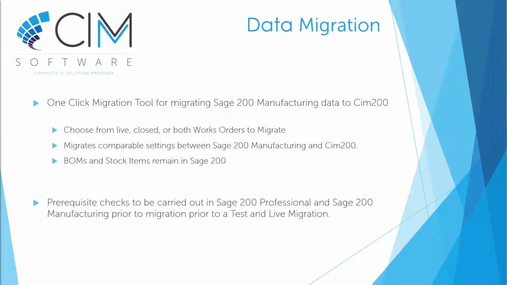It also migrates all the comparable settings between Sage 200 manufacturing and Cim200. So if there are features like goods in transit, quarantine, multiple routings, as a default, they will not be switched on until you decide to switch them on from the settings. So you can keep on using Cim200 as you were using Sage 200 manufacturing. And that will work for Cim50 as well as the Swan migration. And because BOM and stock items remain in Sage 200, you're only gaining new features as you've seen today.